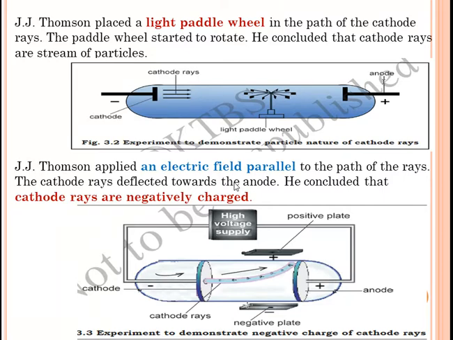He conducted the experiment with different gases. When he used different gases inside the glass tube, the result was the same. So he named these particles as electrons, and electrons are negatively charged particles. They carry negative charge. You have to remember that electrons are negatively charged particles. The mass of the electron is very small. It is lighter than the hydrogen atom.